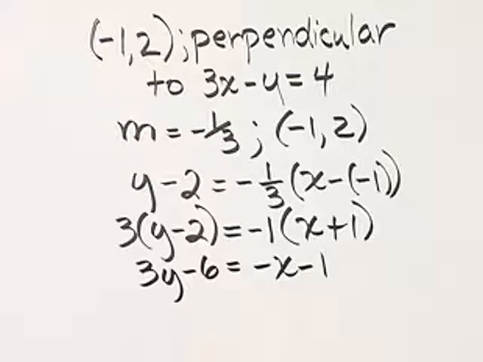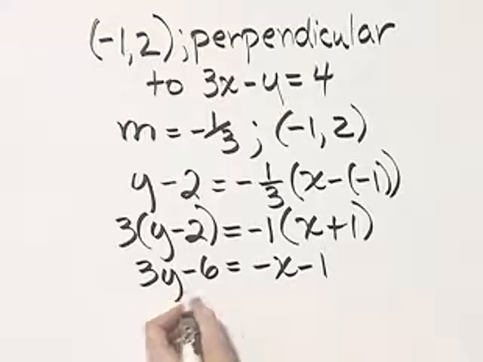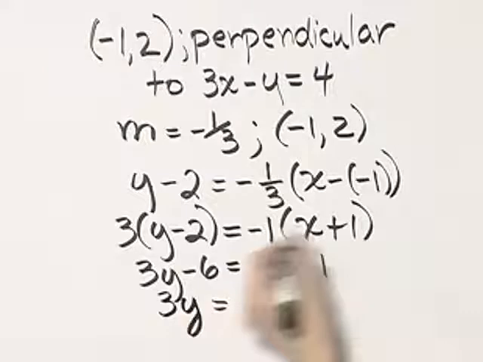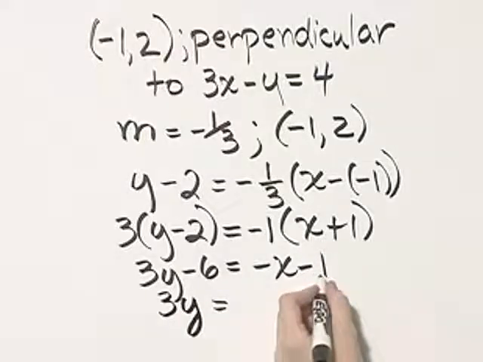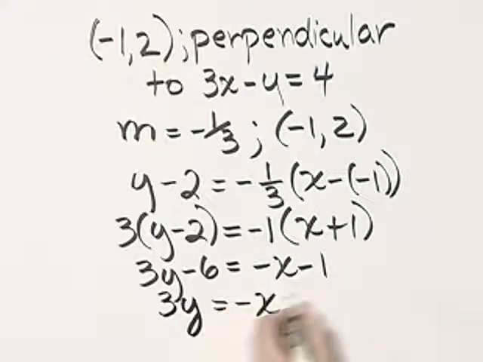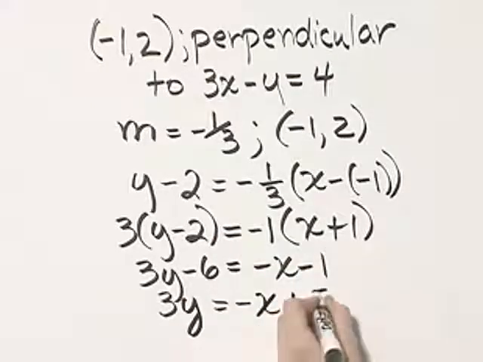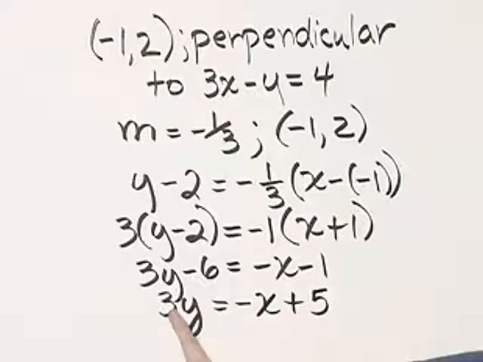Now remember, we don't want to write this in standard form. We want to write this using function notation. That means we want to solve this equation for y. To solve it for y, I'll first add 6 to the left side, and I'll add 6 to the right side. So I'll have negative x minus 1 plus 6. That's plus 5.